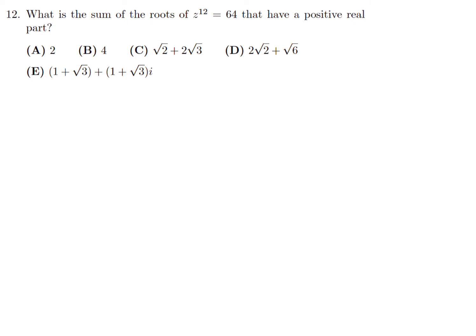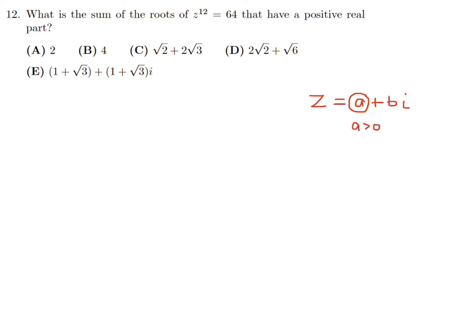What is the sum of the roots of z to the 12th is equal to 64 that have a positive real part? Well, z is obviously a complex number of the form a plus bi, where a is the real part and b is the complex part. They want a positive real part, so they want this part to be positive, so obviously a's got to be greater than 0.